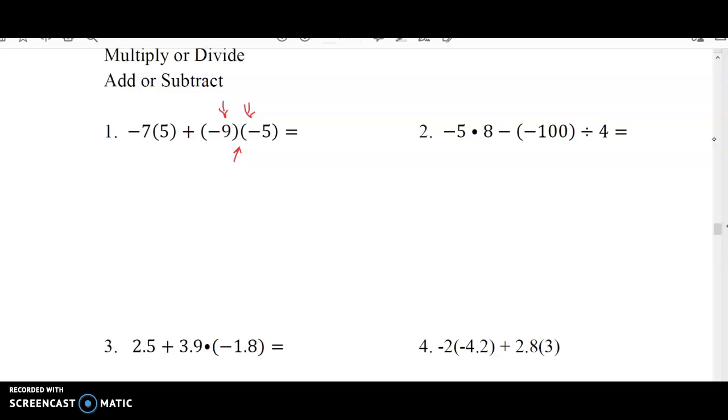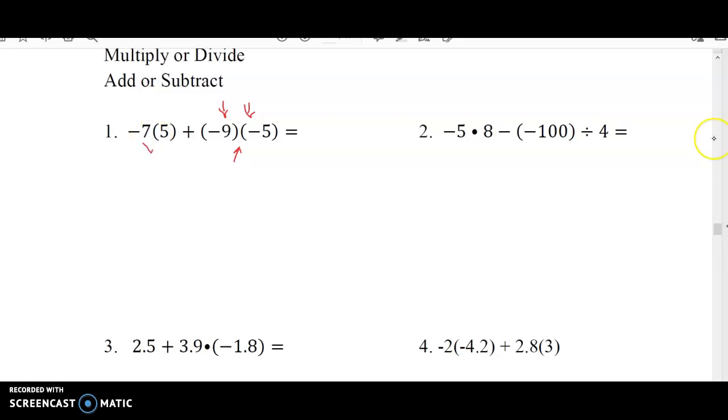You do whichever one comes first. Just because in PEMDAS M comes before D, that does not mean you have to multiply before you divide. If division came first, you would do the division first, and then you would do the multiplication. You just go left to right for those.